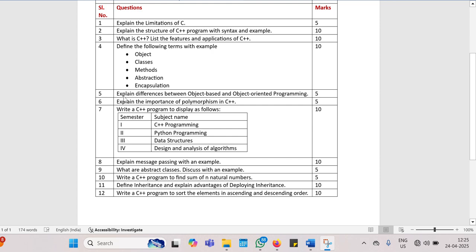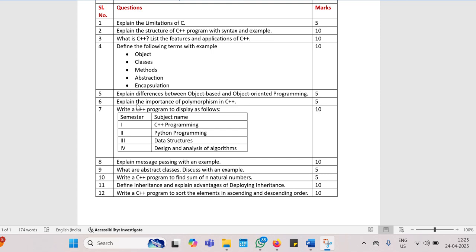Next is explain difference between object based and object oriented programming. This is in terms of inheritance, wherein in object based programming we don't use the concept of inheritance. We only look for the classes and objects, and further in object oriented programming we utilize the concept of inheritance. So you have to give a clear difference between both for 5 marks.